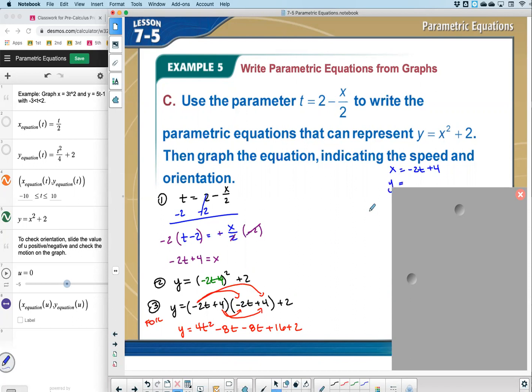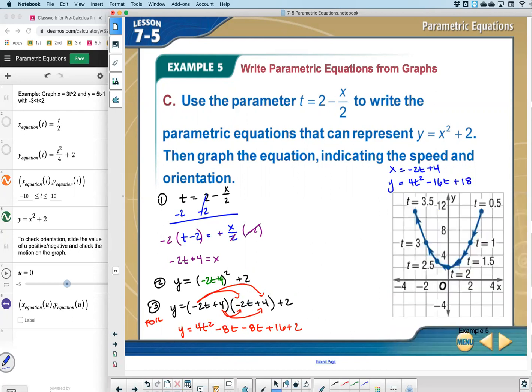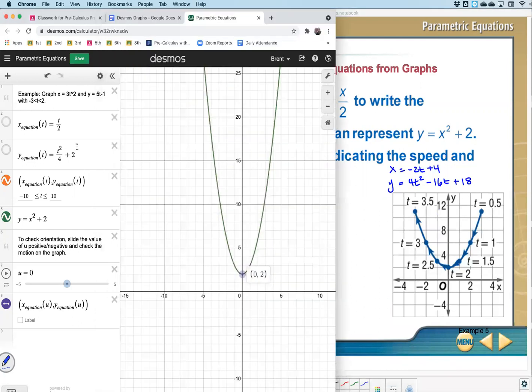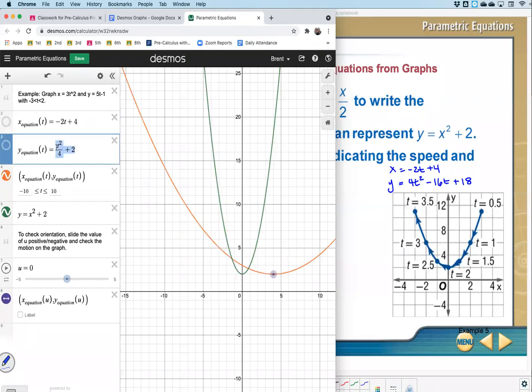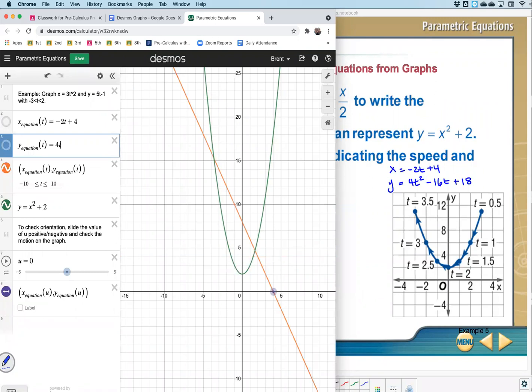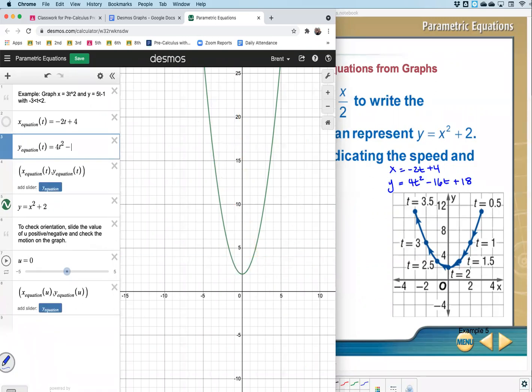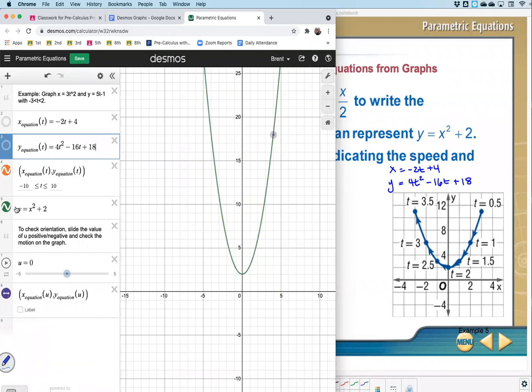If we simplify this, we should get our solution. It'll be 4t squared minus 16t plus 16 plus 2, which is plus 18. When I graph these, we should get the same looking graph. It should look like the green graph. So negative 2t plus 4 and 4t squared minus 16t plus 18. Notice it looks just like the green graph all over again. Same graph. But what's different this time?